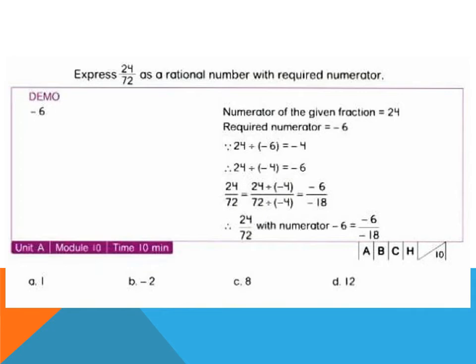Module number 10. Again the same thing, you have to express 24 by 72 as a rational number with the required numerator. Now you have to change the numerator. Again, here also you have to divide the numerator and denominator with a certain number, same as before, but here you have to concentrate on the numerator. In the previous module you were concentrating on the denominator. So pause the video for 10 minutes, try this yourself. If there is any doubt, I am already showing you the answers after this. Still, if you have any doubt, please contact me.